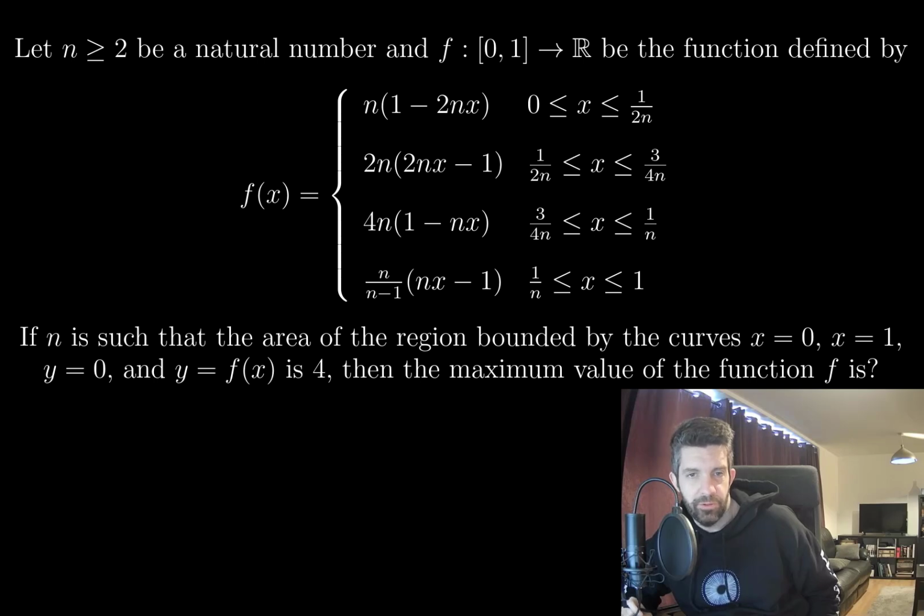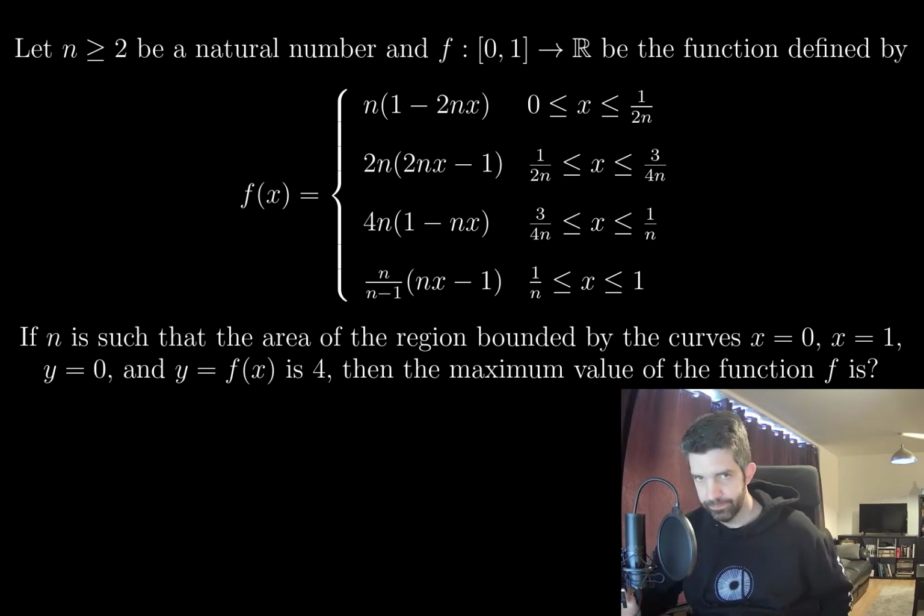You know, the quick way to set this up would just be to write this area as an integral, integrate over 4 separate pieces of this function, evaluate it at the endpoints, simplify that whole thing, set it equal to 4, and then that would allow us to solve for n. But then we would have to substitute that back into the function and find out what the maximum value of the function is. Is that the best way to do it?